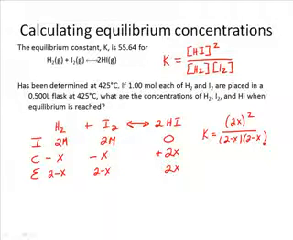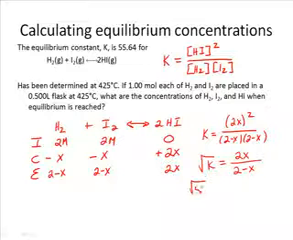Okay, so how are we going to solve this? Well, the easiest way, since I have a square on top and a square on the bottom here, is to take the square root of both sides. So the square root of K then is going to equal 2X over 2 minus X. Okay, now I have a value for K, so let's plug that in. So I have the square root of 55.64 equals 2X over 2 minus X.